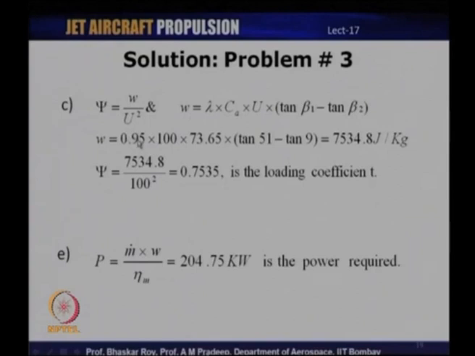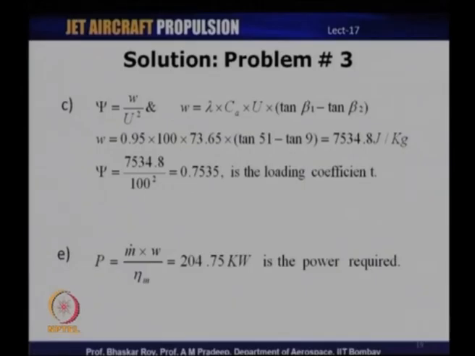The work done factor in this question is given as 0.95. C A we have calculated as 100 meters per second, u is specified as 73.65, and tan beta 1 is tan 51 degrees and tan beta 2 is tan 9 degrees. And so, if we substitute these values, we get the work done per stage as 7534.8 joules per kilogram, and therefore the loading coefficient is work done per stage divided by u square, and that is 7534.8 divided by 100 square. So, 0.7535 is the loading coefficient for this particular rotor which has been specified.